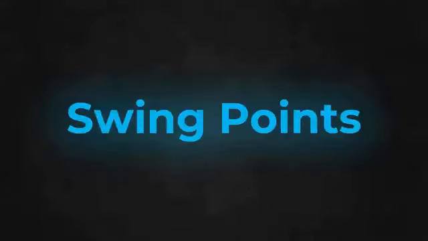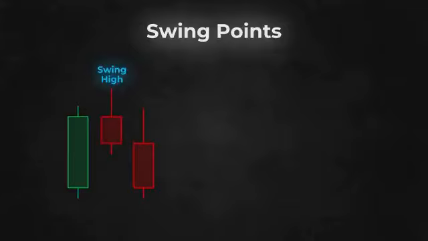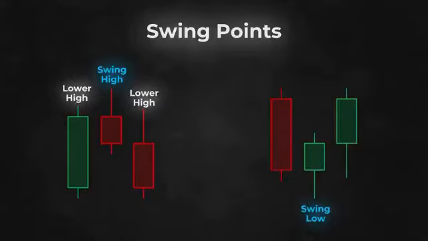The very first thing we need to understand is the idea of swing points and their relation to liquidity. Swing points are either swing lows or swing highs. To identify swing points, we need three candles. In a swing high, the candle in the center has a lower high to the left and a lower high to the right. In a swing low, the candle in the center has a higher low to the left and a higher low to the right.